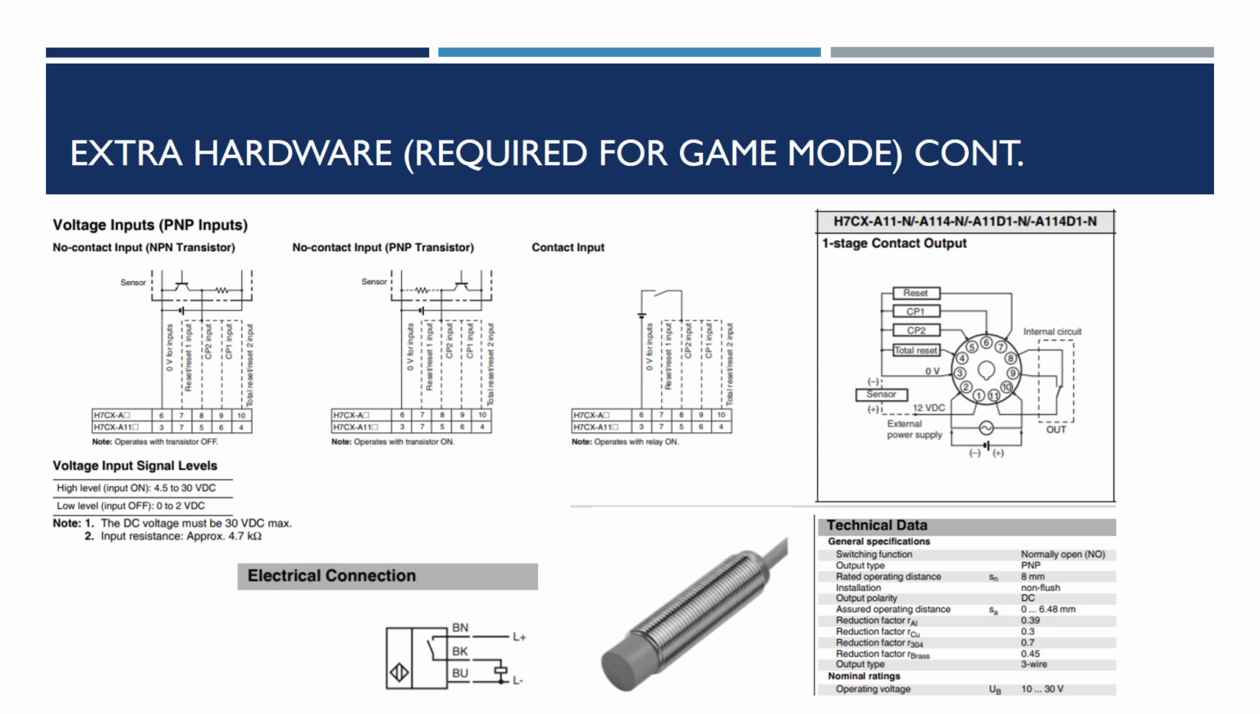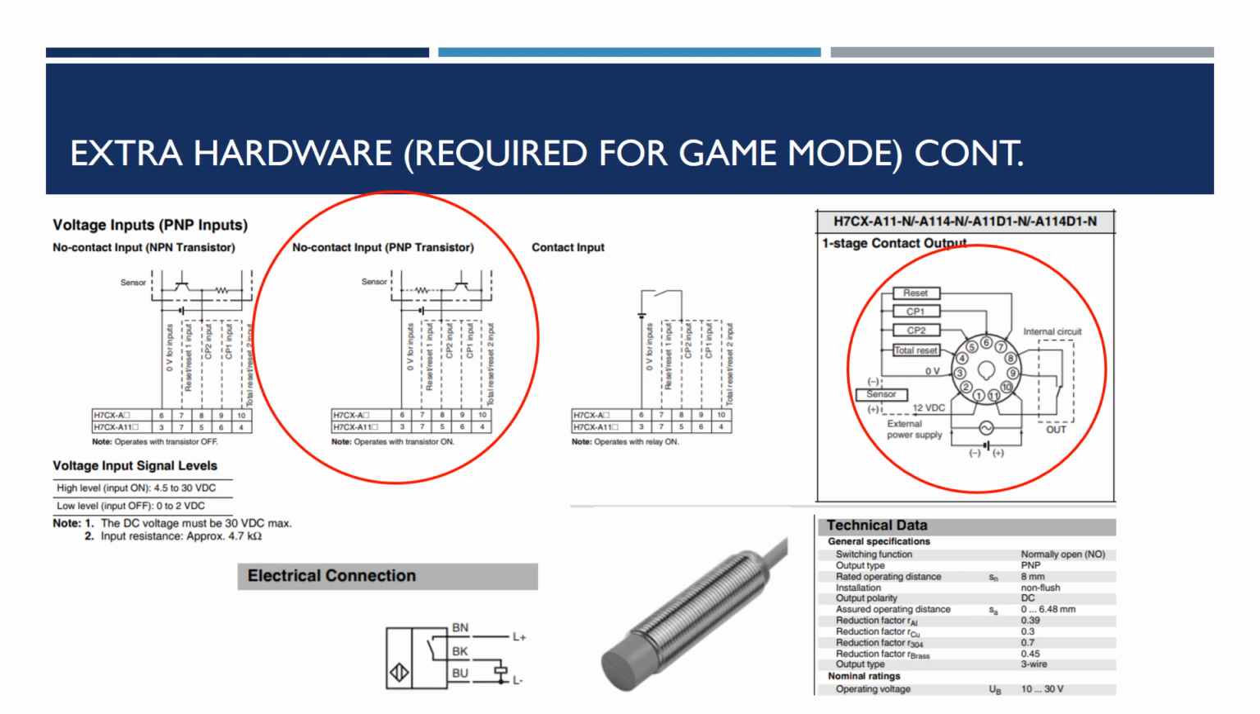As part of the extra hardware, we had the counter and the inductive proximity switch that was wired into the counter as a no contact input PNP transistor, and this shows the wiring for the counter as well as a little bit of the technical data for the inductive proximity sensor. It was a normally open proximity switch with a PNP output type, and then the electrical connections to hook into the proximity sensor. We used the same DC power supply that we used to power the counter to power the proximity sensor as well.